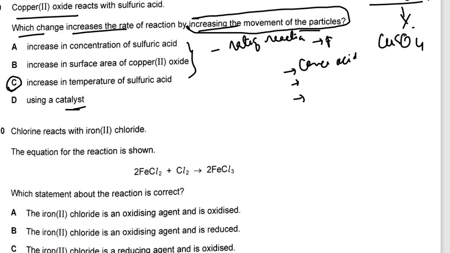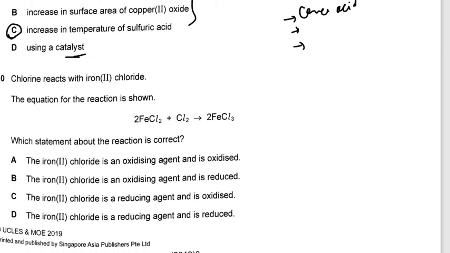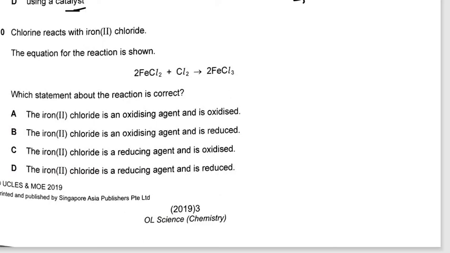Now question number 10, the chlorine reacts with the iron chloride. They have given you the equation. Which statement about this reaction is correct? Okay, this is from the oxidizing agent, reducing agent, right? So tell me what is the oxidation.